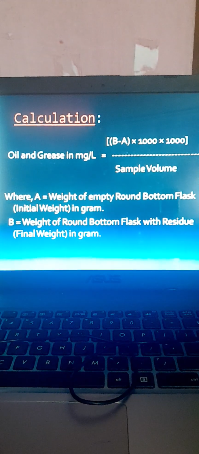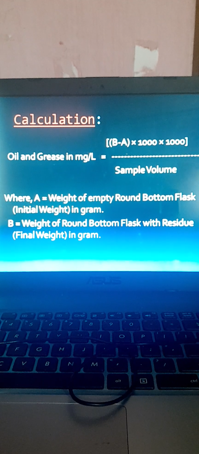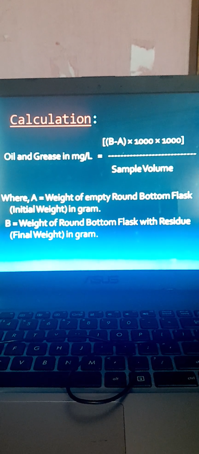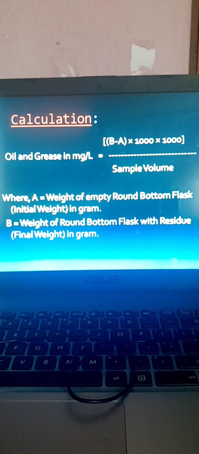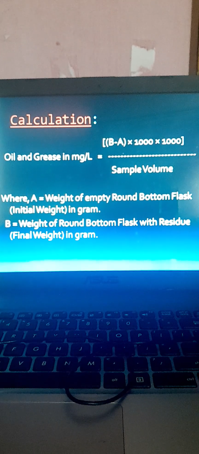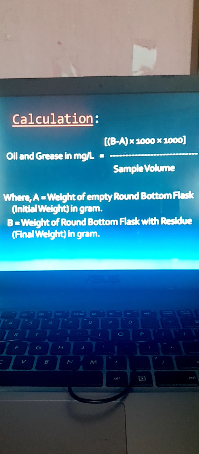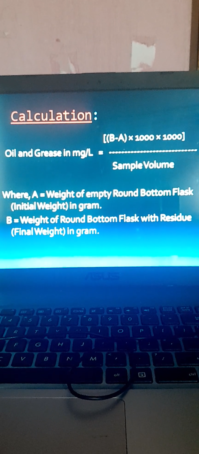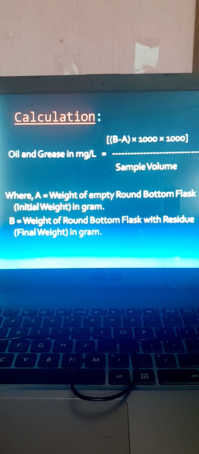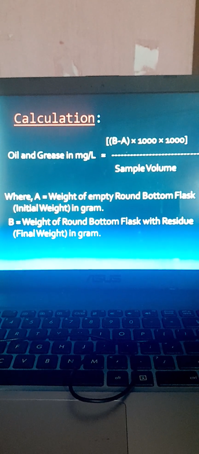Then come to its calculation. Oil and grease in mg per liter is (B minus A) into 1000 into 1000 per sample volume, where A is the weight of the empty round bottom flask, that means the initial weight in gram, and B is the weight of the round bottom flask with residue, the final weight in gram. So we have to convert it to mg per liter, so we multiply by 1000 into 1000 and divide by sample volume.